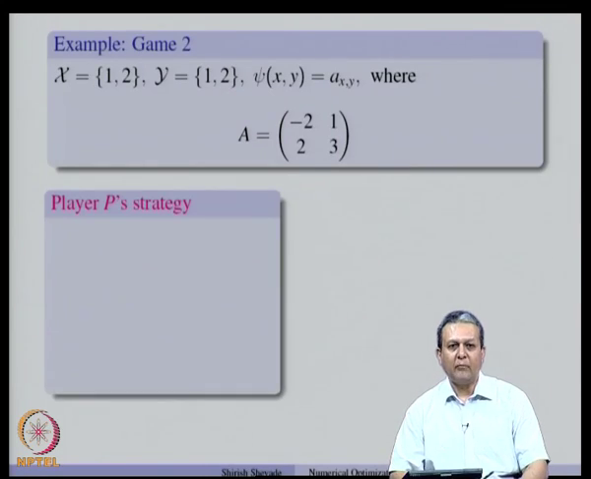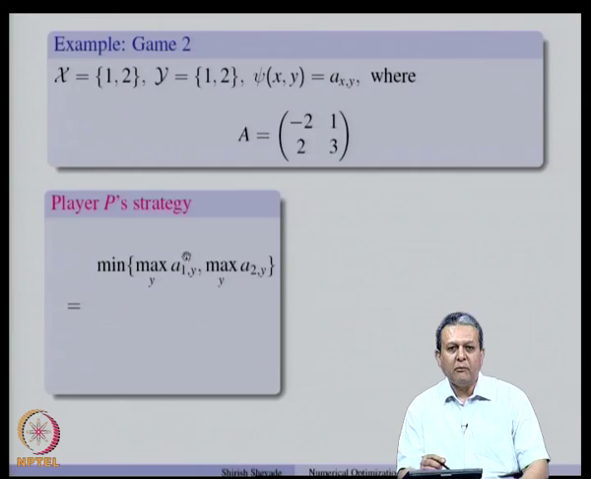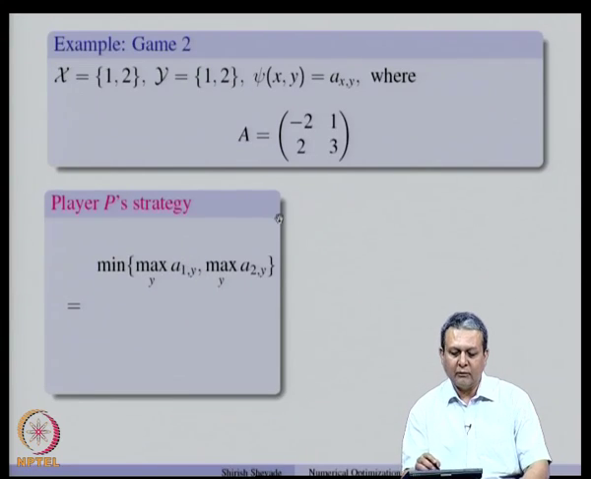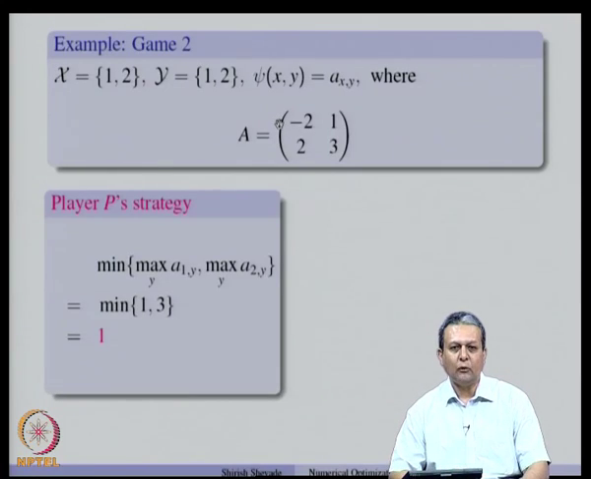Now, let us look at the player P strategy, which is the min max strategy: the maximum among the two rows, so this is 1 and 3, and the minimum among them, which is 1. So, player P uses strategy 1. And if we look at the player D strategy, player D will try to find the minimum of -2 and 2, which is -2, and the minimum of 1 and 3, which is 1, and the maximum among them. So, that will obviously be 1.